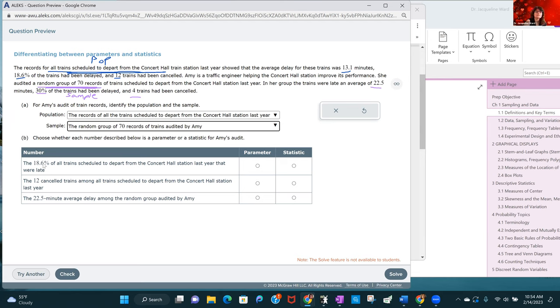All right. So 18.6% of all trains, right? So that's a parameter. 12 canceled trains among all trains. That's a parameter. And the 22.5 minute average delay, right? That was among the random group. So that's a statistic.